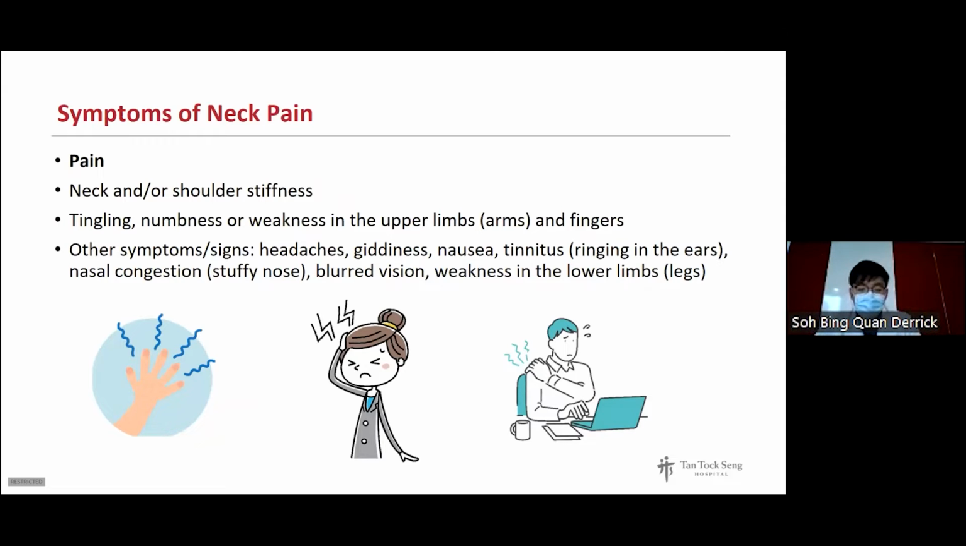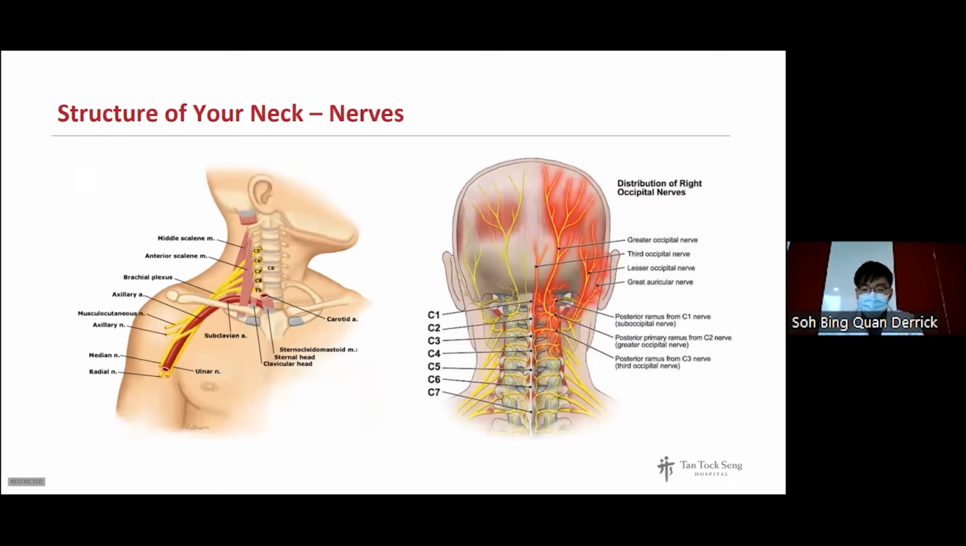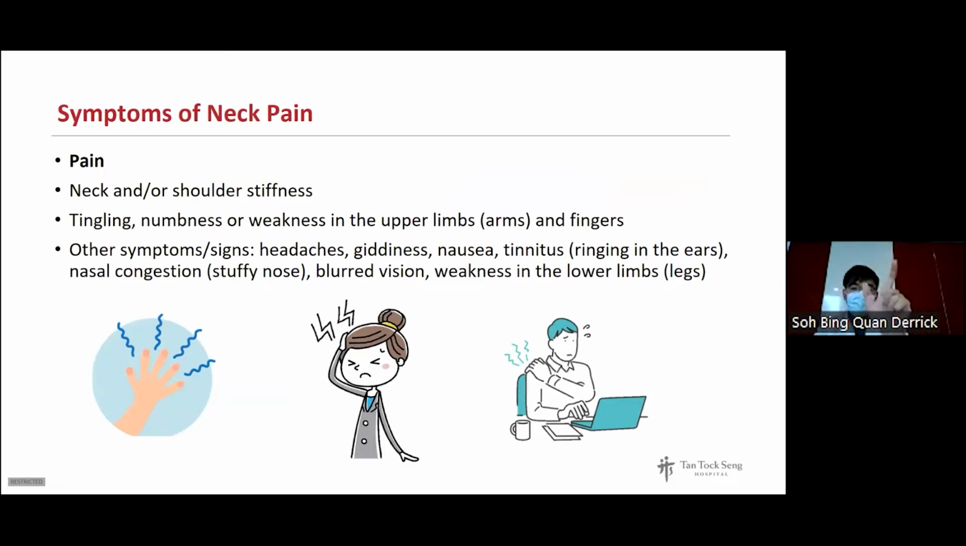So let me go back one slide. Depending on which nerve is pinched, you can have numbness at different fingers. Sometimes you can have the last three fingers or the first two fingers, depending on which nerve is pinched. Other symptoms can include headache, dizziness, nausea, tinnitus, and so on. Basically the symptoms are usually in the upper body, unless it's pinched onto the spinal cord.